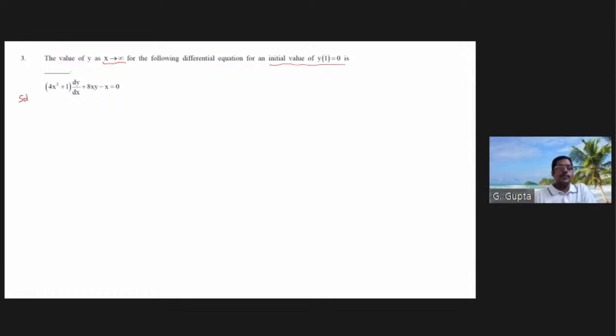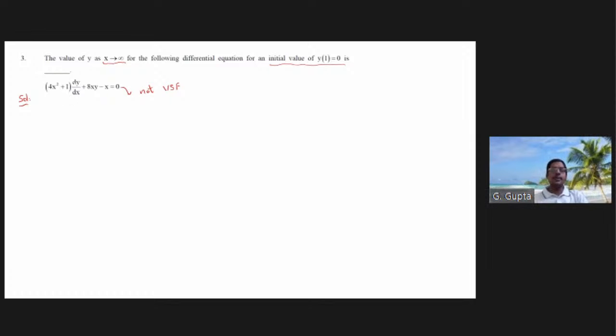Solution. Let us check whether the previous variable separable method is applicable or not. I can't write x terms alone with dx and y terms alone with dy, because there is a minus x here. If I shift this minus x to the right side and multiply by dx, the y term is also multiplied by dx. So this is not in variable separable form.